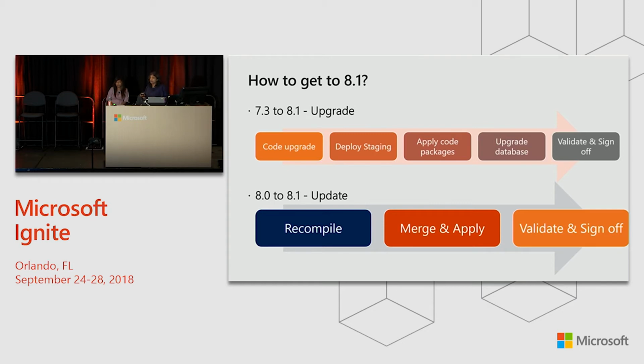You will just need to do a recompile in your dev test, create a deployable package. You'll merge the package with the 8.1 package, apply, and validate and sign off. So it will just be this process. Of course, you'll do both of these steps for both sandbox and production. But it is much simplified if you're going from 8.0 to 8.1. We will have this available in early October, the tool for the update itself. And if you are already on 8.0, I highly encourage you to get to 8.1 as soon as possible.